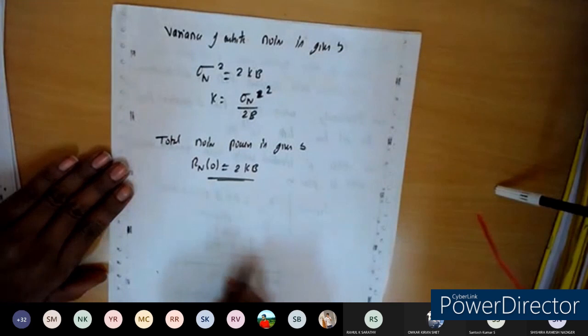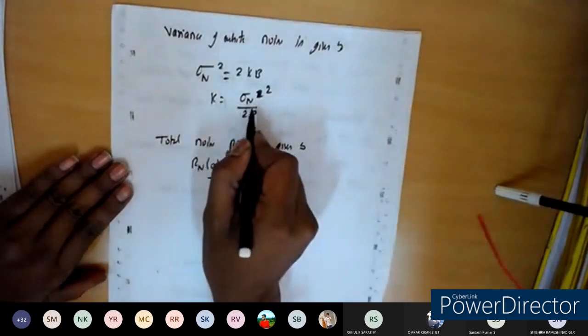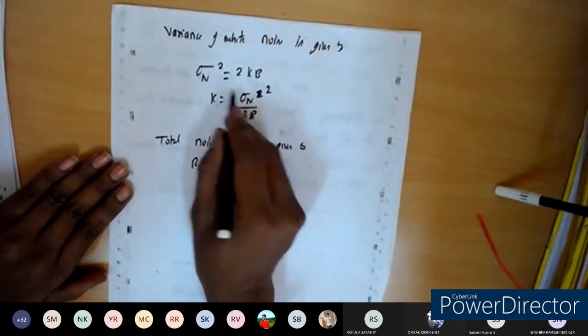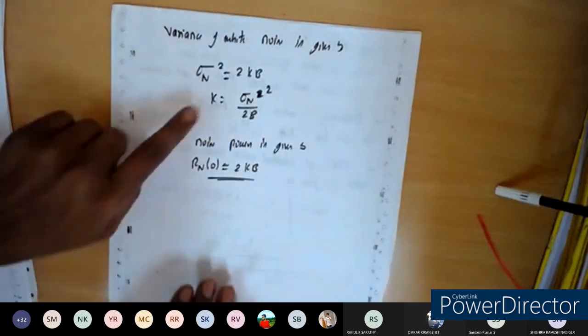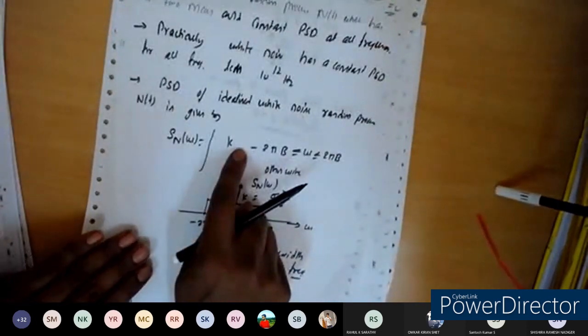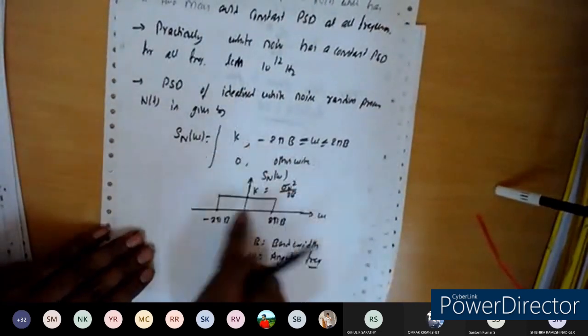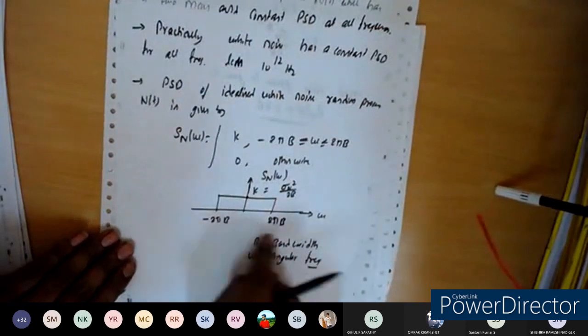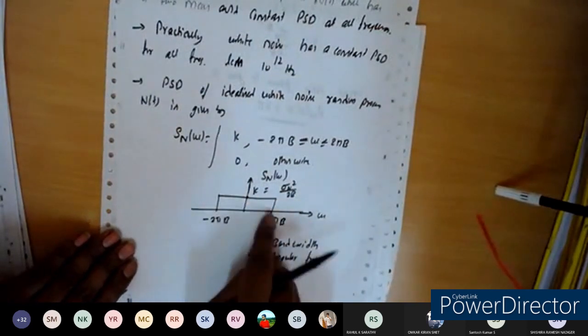From this we come to know that this is the power spectral density of the variance, because we have substituted k. This k will be equal to Sn of omega, so that it has a constant power spectral density from minus 2 pi B to plus 2 pi B. I already told this.